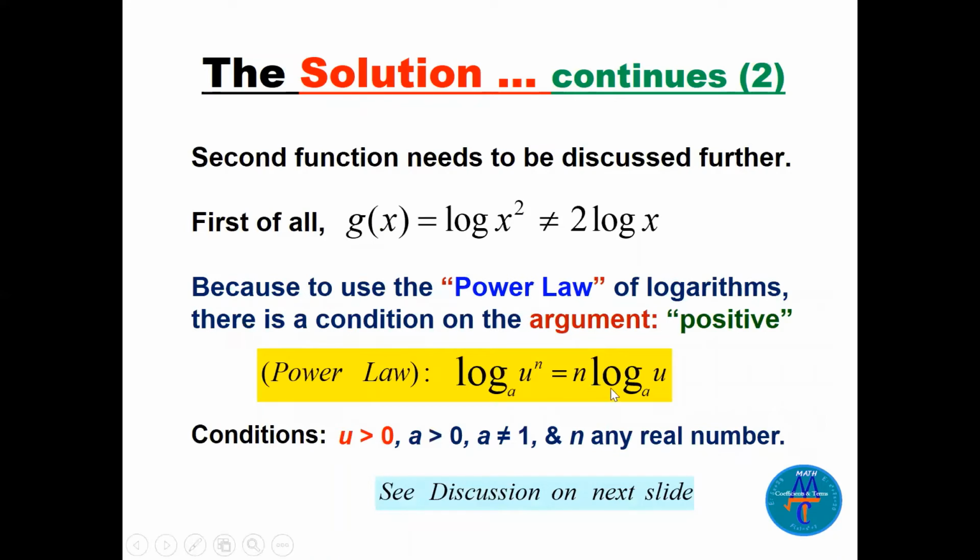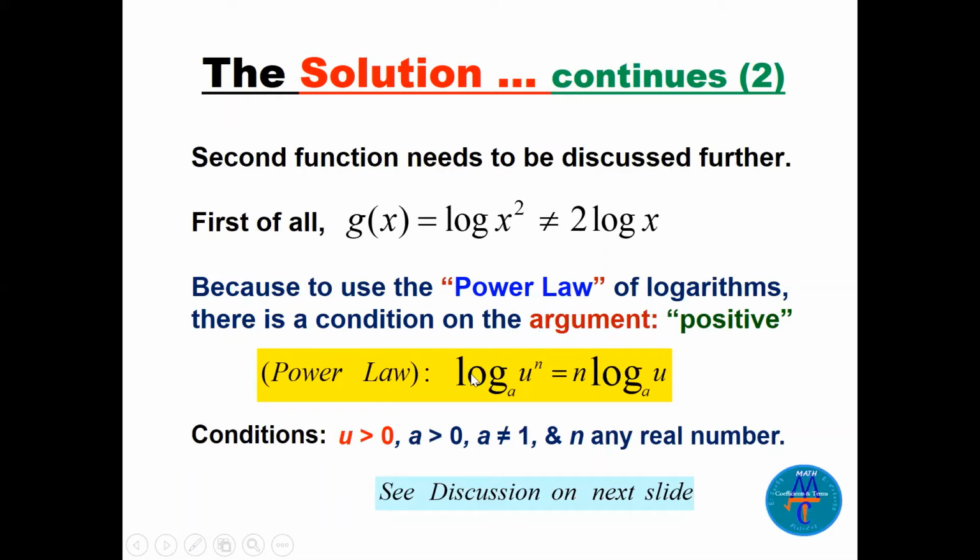Now the second function, g of x. We have to discuss it further. First of all, g of x is log of x squared. This is not equal to 2 times log of x. Sometimes we say this is true, so let me explain the whole story. This is not true because of the power law.